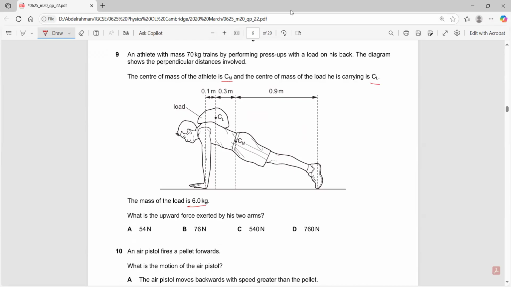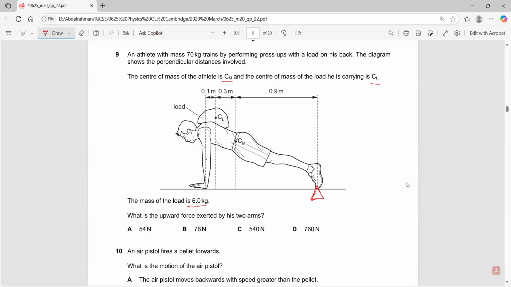Okay, so this is a moment question. You have a pivot. Where is the pivot? That's a really important question. The pivot is at his feet. This is his pivot. This is the only point which does not rotate. All of his body rotates around this point.